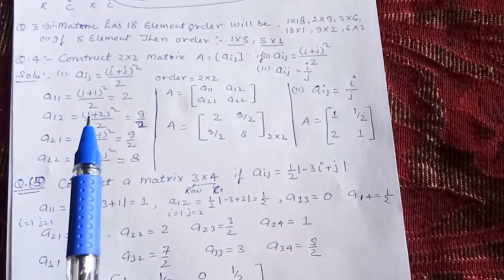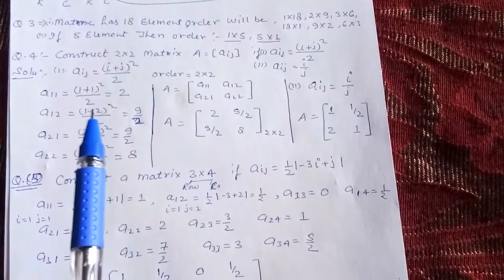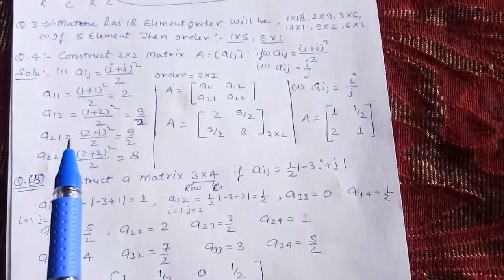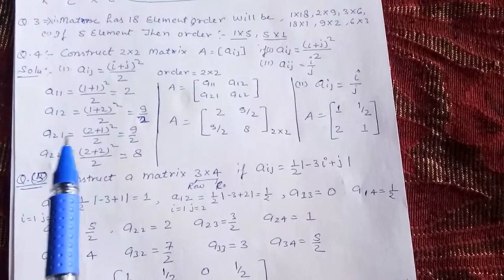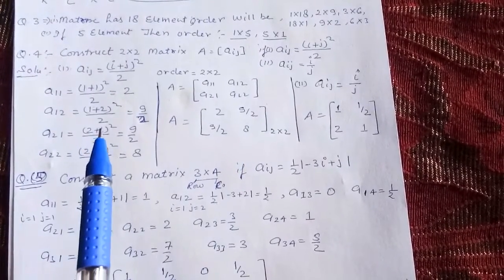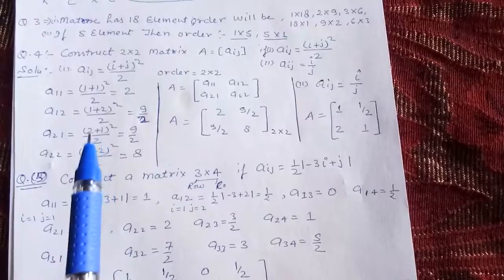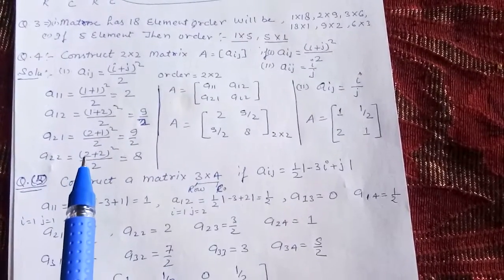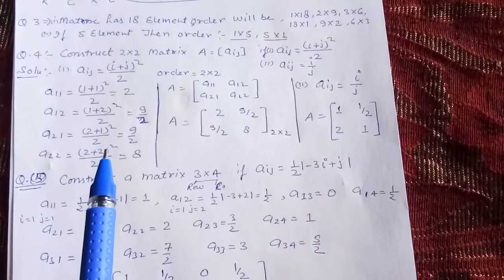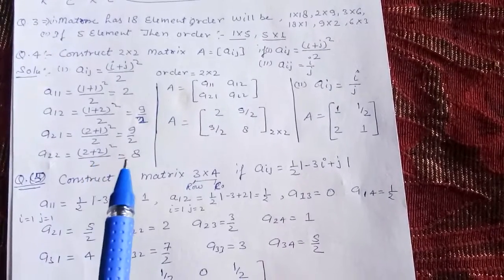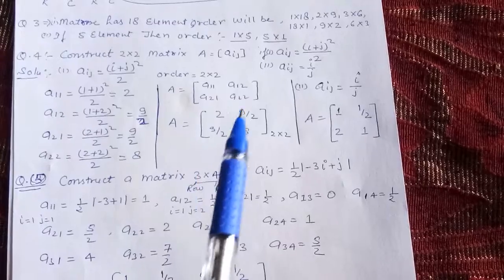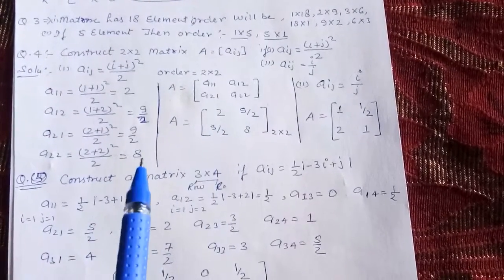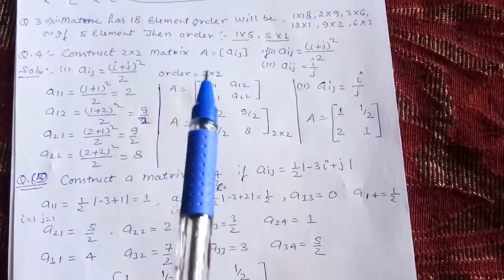A12: i is 1 and j is 2. (1 plus 2) whole square, that is 3 squared, which is 9, upon 2. And for A21, i is 2 and j is 1. (2 plus 1) whole square upon 2, that is 9 by 2. A22 means i is 2, j is 2. (2 plus 2) is 4, squared is 16, upon 2, that is 8. So we will have the matrix 2, 9 by 2, 9 by 2 and 8. So this will be the 2 by 2 matrix.